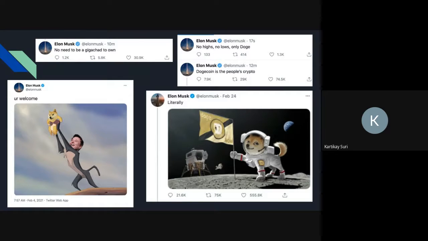There's no need to be a giga chad to own. There's no highs, no lows, only Doge. Dogecoin is the people's crypto. We have Elon Musk endorsing his own meme. And we have this symbol representing the statement that Elon does plan to plant a physical Dogecoin on the moon, which I guess we are all looking forward to.